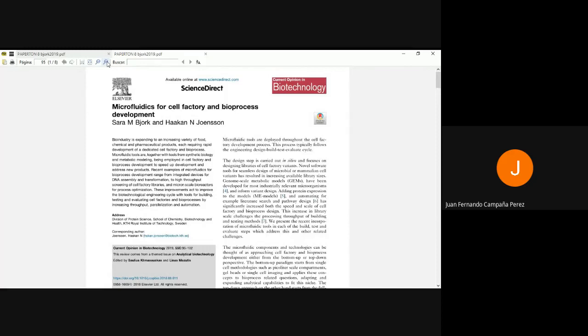It's about microfluidics for cell factory and bioprocess development. Well, the microfluidic tools are being employed in cell factory and bioprocess development to speed up development and address new products. For example, microfluidics for bioprocess development range from integrated devices for DNA assembly and transformation to high throughput screening of cell factory libraries and micron scale bioreactors for process optimization.